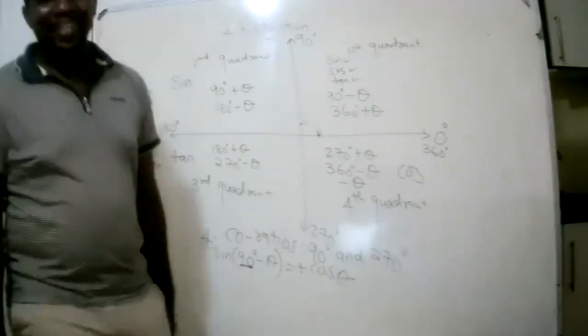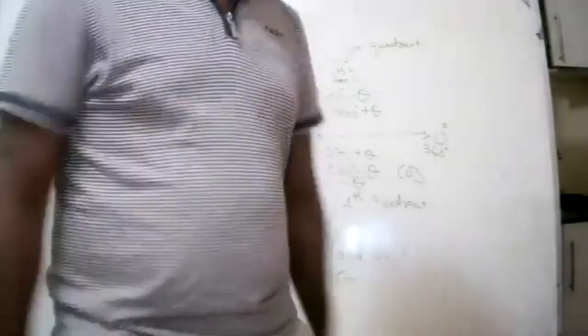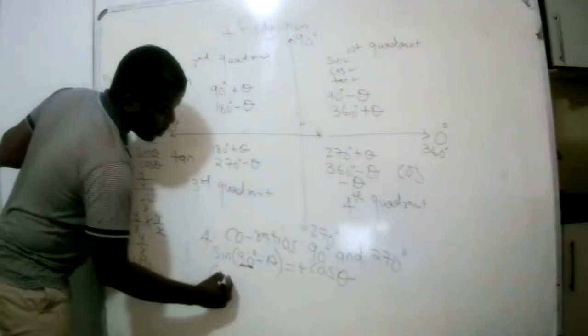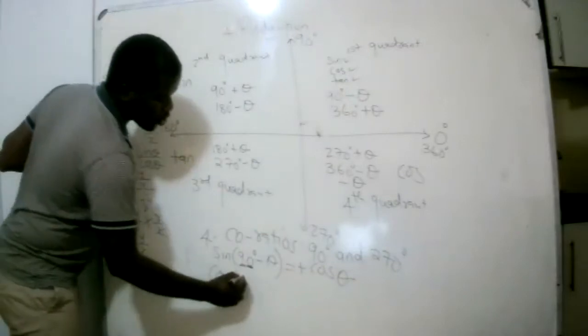Let me explain the second one. I know I'm giving you more information, but let me explain the second one so that you see what I'm talking about. For example, let's say we have cos.